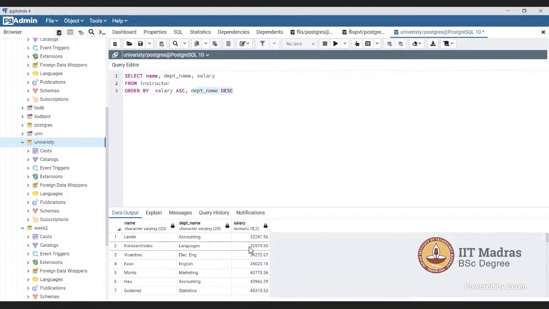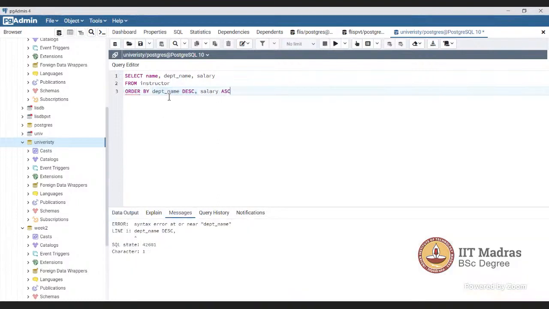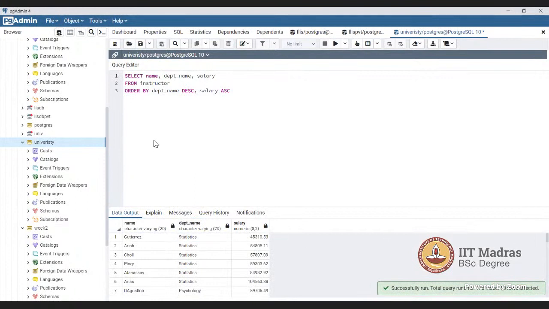Suppose two people have the same salary, and one department starts from A and the other from L. Then in that case, what will happen? Here you can see department name is first sorted in descending order, statistics. And among this department, statistics, it is sorted in ascending order of their salary. Are you getting it?